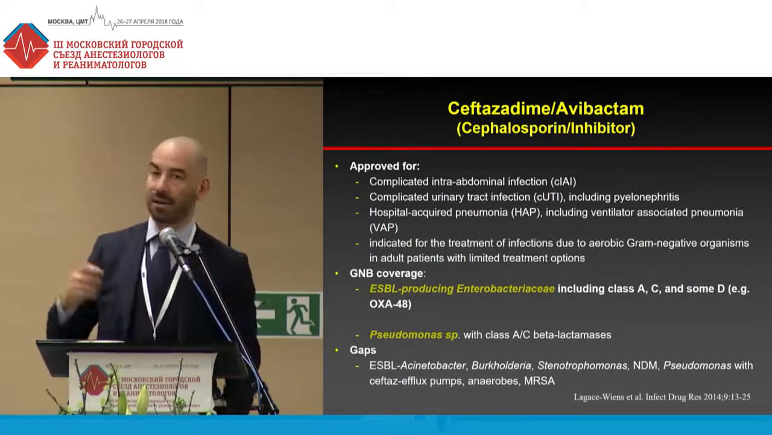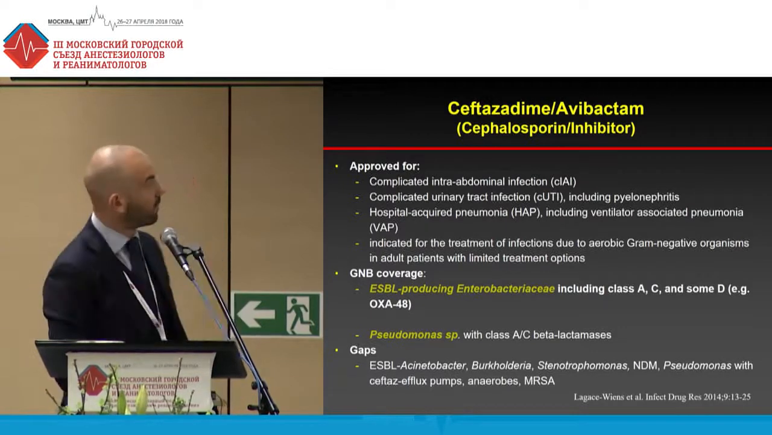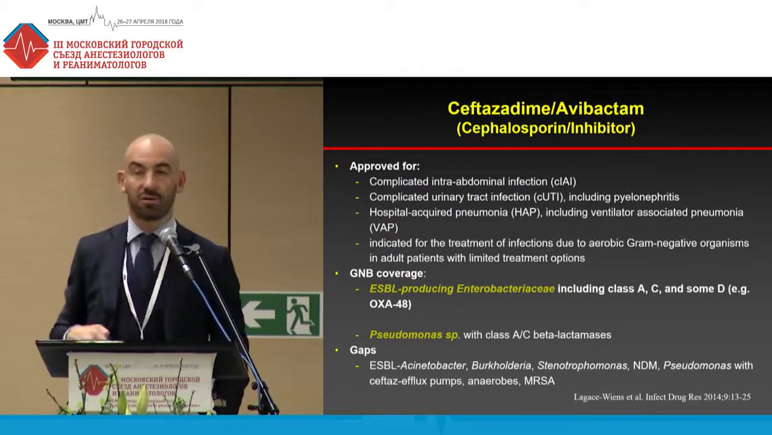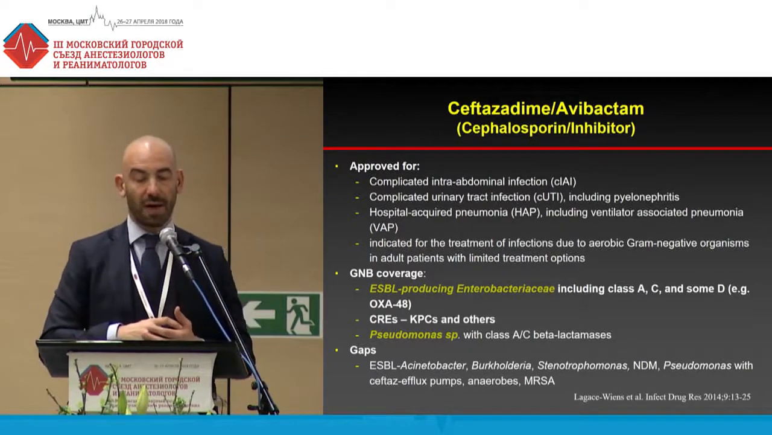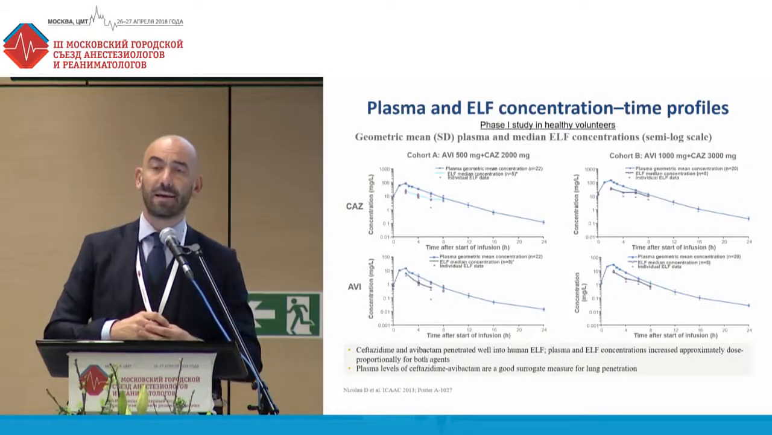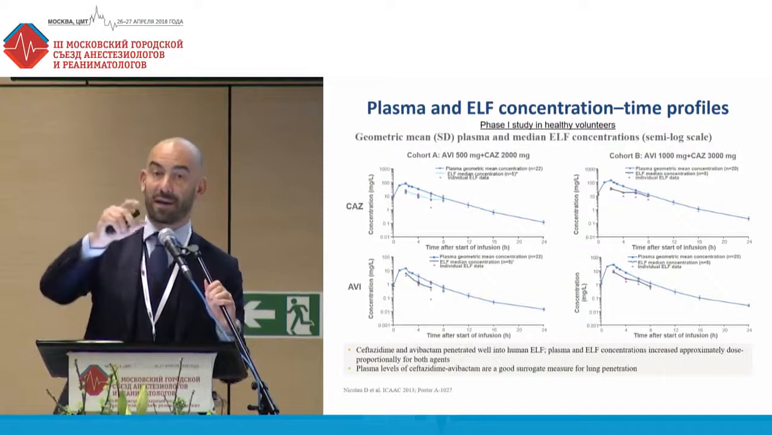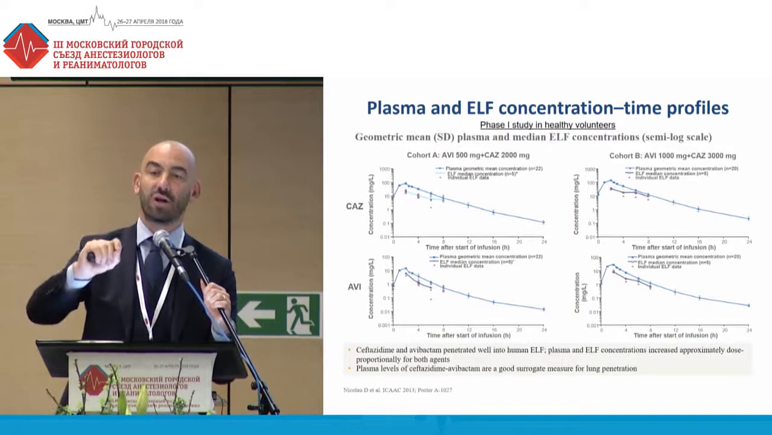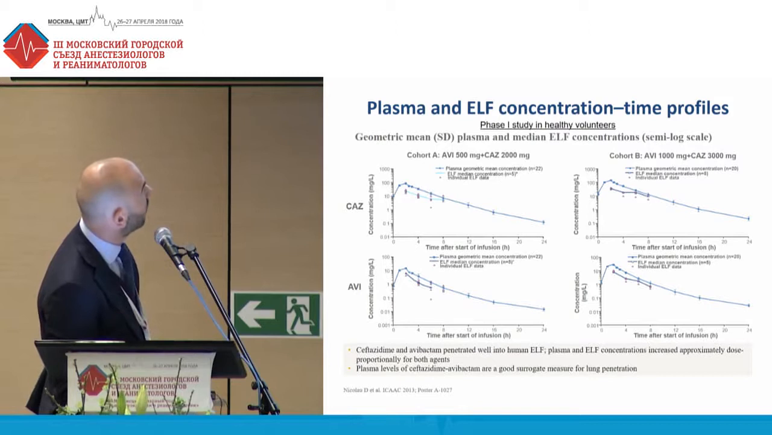The gaps. The drug doesn't cover Acinetobacter, Burkholderia, Stenotrophomonas, NDM, Pseudomonas with efflux pump, anaerobes, and also MRSA. So these are some gaps that it is important to know. What we know about the plasma and ELF concentration is very important. You are critical care doctors, and you know how important the concentration of the drug in epithelial lining fluid is, especially for ventilator-associated pneumonia. And you can see very well, look, plasma and ELF.